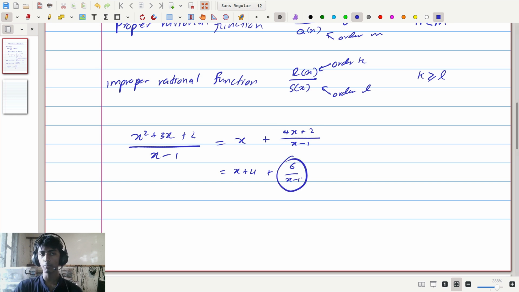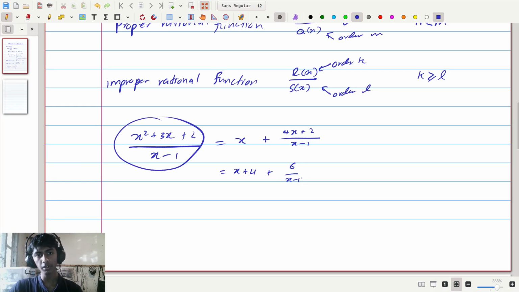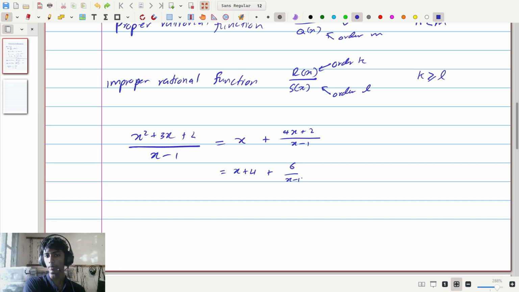This is now a proper rational function because we can no longer remove parts of the denominator out of the numerator. So we have finally concluded that this is an improper rational function, and when we decompose it into its whole part, or polynomial part, plus its proper rational function part, we get a polynomial of x plus 4 and a rational part of 6 divided by x minus 1. So here this is the idea.